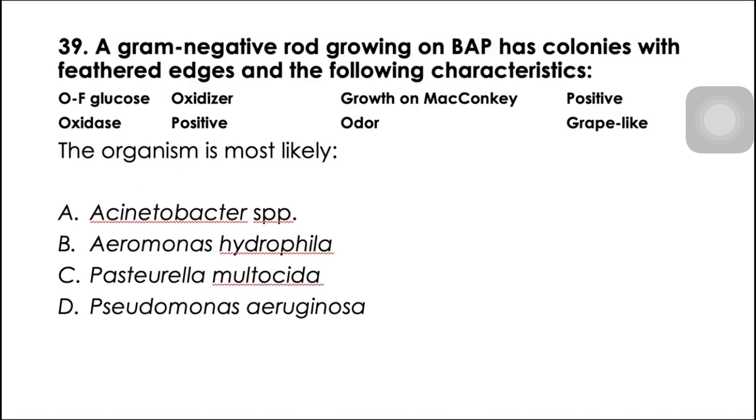Next, number 39, a gram-negative rod growing on a blood agar plate has colonies with feathered edges and the following characteristics. For the oxidation fermentation test, carbohydrate utilization, it is known as an oxidizer. So it oxidizes glucose. And then it can also grow on MacConkey agar. It is oxidase positive. So automatic hindi na po siya Enterobacteriaceae dito. And the odor is grape-like odor. So alam po natin to, the organism is most likely Pseudomonas aeruginosa. Oxidase positive, hindi nga po siya fermenter. Non-fermenter siya but it oxidizes glucose. And then with the characteristic grape-like odor.